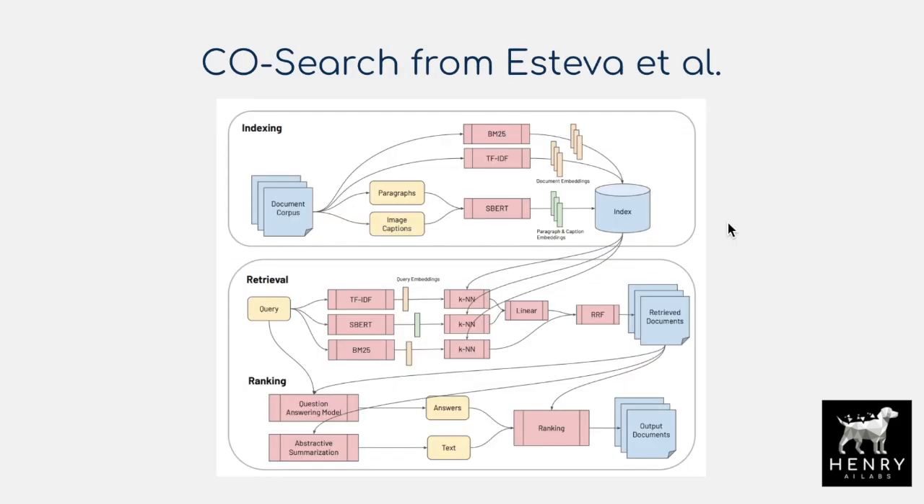In my literature review of different deep learning systems tackling scientific literature mining tasks, this is the architecture that I thought was the most impressive. CO-Search from Esteva et al., these authors. The paper, like many of these papers, is linked in the description of this video if you want to check it out further. So here's a description of the system. This is a combination of information retrieval as well as question answering and abstractive summarization.